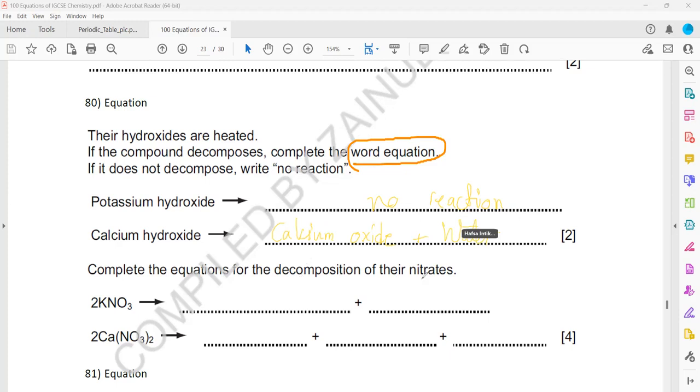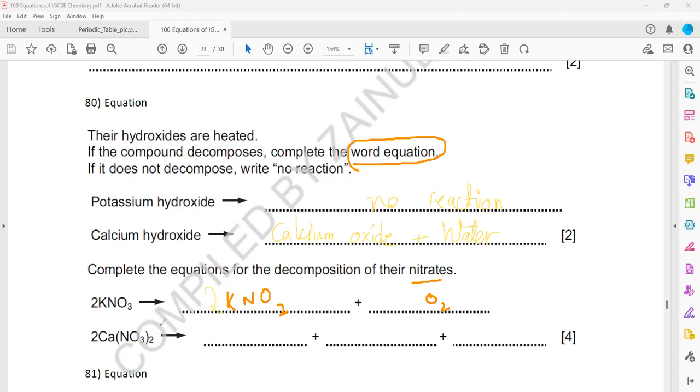Complete the equation for decomposition of nitrates. Potassium nitrate is heated. Now this is a symbolic equation. What is the product when a metal nitrate is heated? It will form metal nitrite, not potassium oxide. For sodium and potassium, on decomposition it will produce a metal nitrite. So it will produce KNO2 plus oxygen. Then balance this equation. So 2 is here, we put 2, and this equation is balanced.